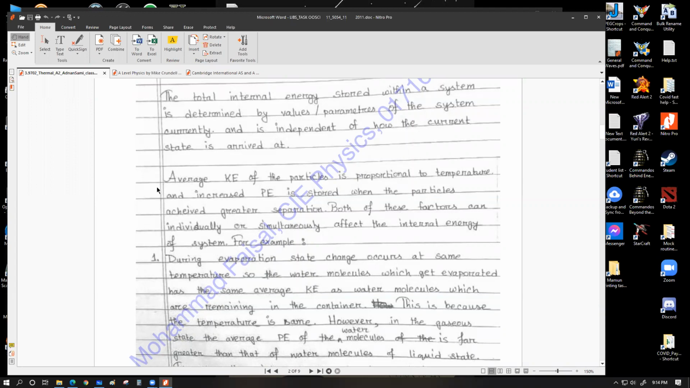So average kinetic energy of the particles is directly proportional to temperature, which means it exclusively controls the expression of temperature. Whereas the stored energy or the potential energy that is stored within a certain substance is usually expressed in terms of the separation of the particles. Typically, largely separated particles have more potential energy stored within.